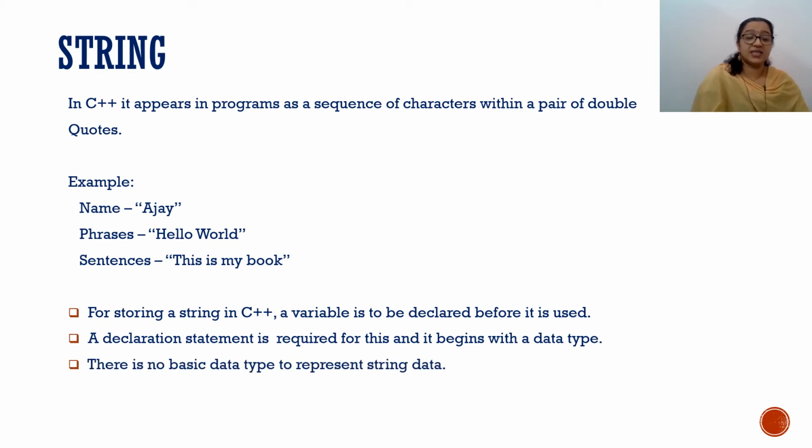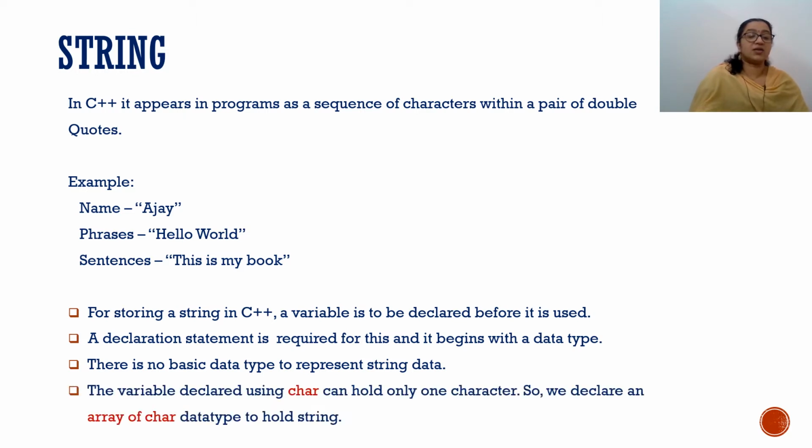There is no basic data type to represent string data. So how can we store the string? How can we declare it? A variable declared using char can hold only one character. If it's a character data type, it can hold only one letter. So if multiple characters are there, we can declare that character as an array. So an array of characters is the data type of a string. Got it? A string is a collection of characters, that means multiple characters within double quotes.